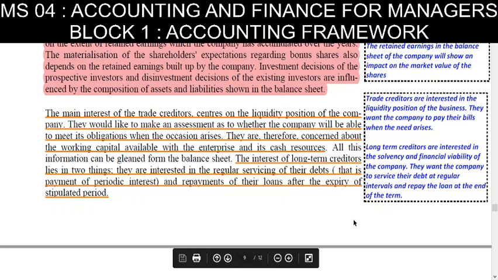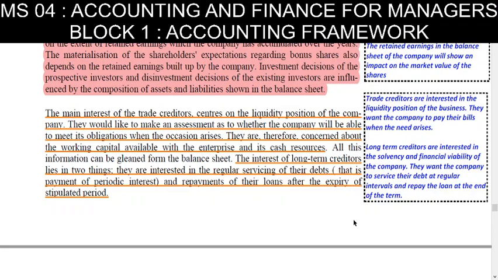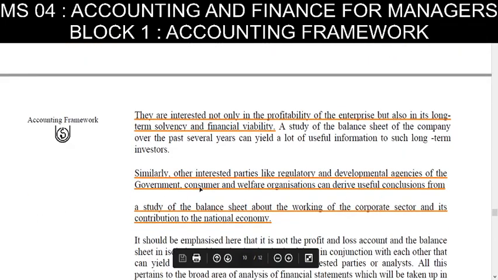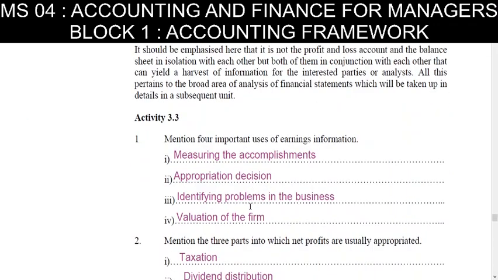Long-term creditors, who lent money to the company for the long term, are interested in the solvency and financial viability of the company. They see the debt to equity ratio. They want the company to service their debt, which means pay interest at regular intervals and repay the loan at the end of the term. Similarly, other interested parties like regulatory and developmental agencies of government, and consumer and welfare organizations, can derive much useful information from the study of the balance sheet. In this way, the balance sheet is useful to many persons.